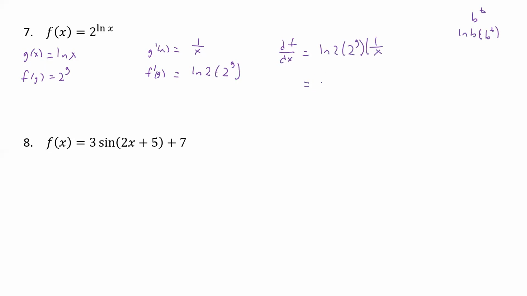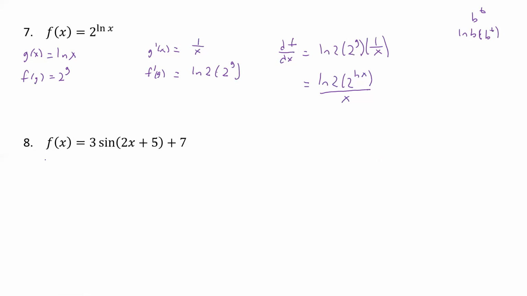Now we need to get rid of that g. So ln of 2, and then times 2^g, which is 2^(ln x), and then all over x, basically. That's how I'm going to write it, just because it's 1 over x times that. So ln of 2 times 2^(ln x), and then over x. And that would be my final derivative. Again, all we had to do is replace that g, and then I put the x in the denominator instead of leaving it out to the side there.